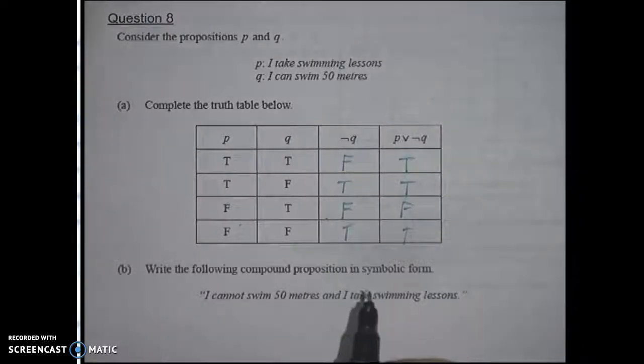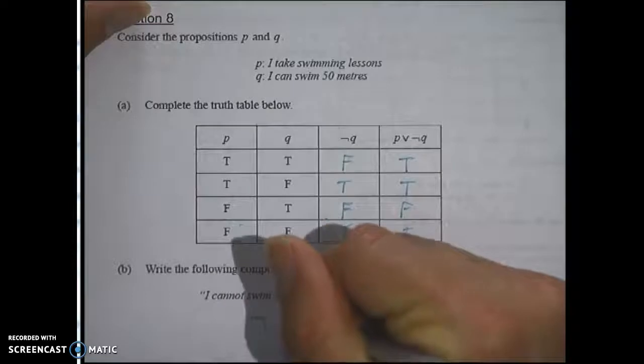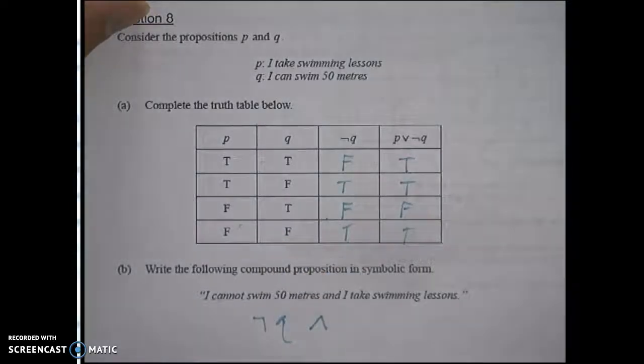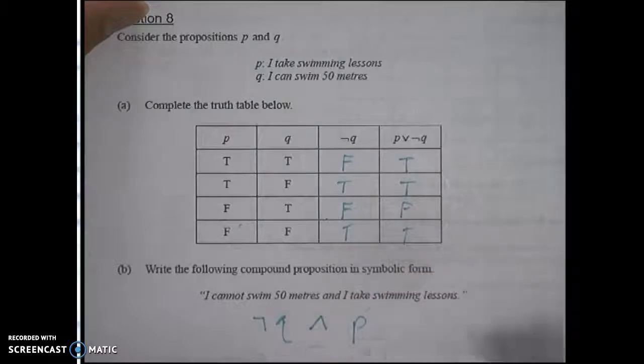Write the following compound proposition in symbolic form. I cannot swim 50 meters. That is not Q. And it's this symbol right here. I take swimming lessons, which is P. Not Q and P. That's all I've got to show you.